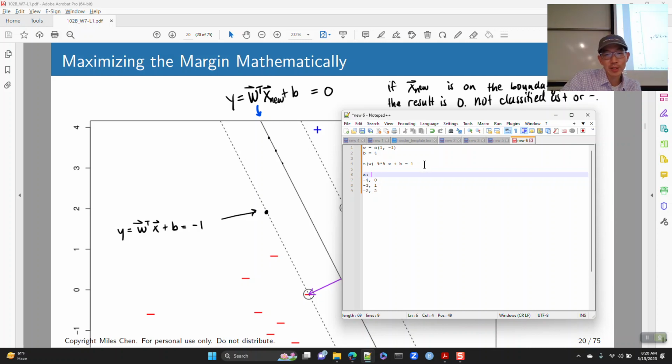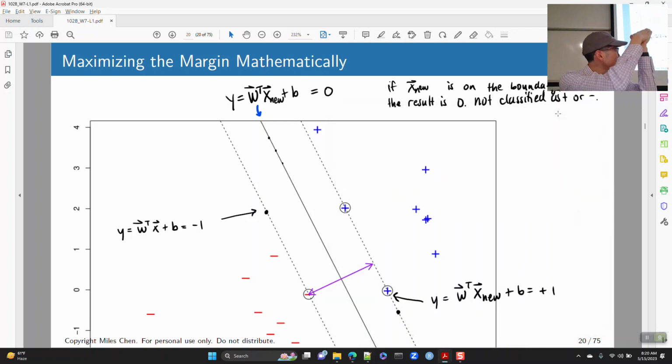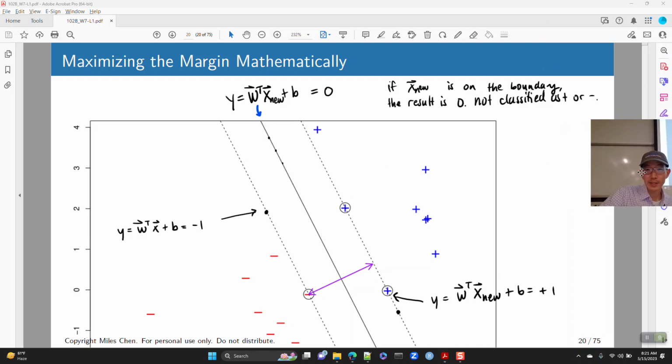So in our case, I would need -4 and 1, and this would become... am I doing this right? I know I'm struggling with addition here. But basically we're just going to slide our line up or down if we change this, right? So we have W transpose X plus B is equal to -1, and W transpose X plus B is equal to +1 over here.